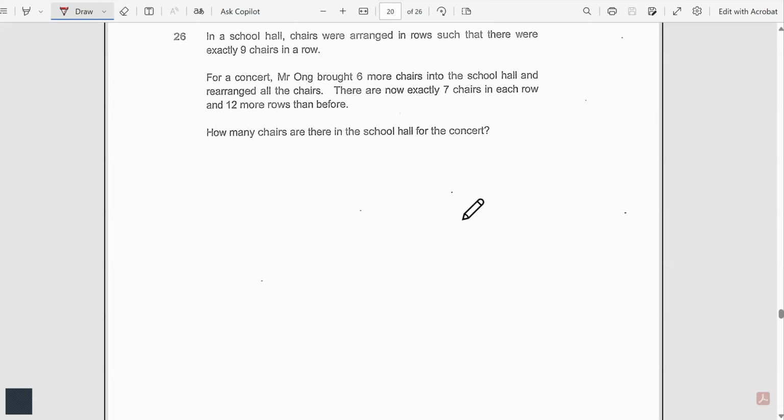Okay, so firstly, there are exactly 9 chairs in a row, but we don't know how many rows there are. So what we can do is draw this out. 9 chairs in a row. Every circle represents a row, and we have many rows. So 9 in a row, this is at first. And then he brought in 6 more chairs. So I'm going to add 6, but I'm not going to draw a circle for that because I'm not adding rows yet. I'm just bringing in 6 more chairs.